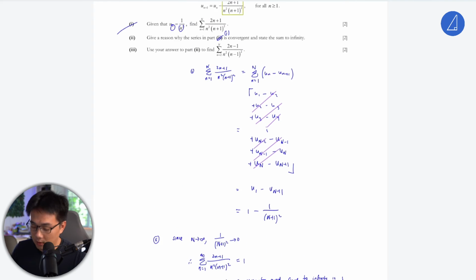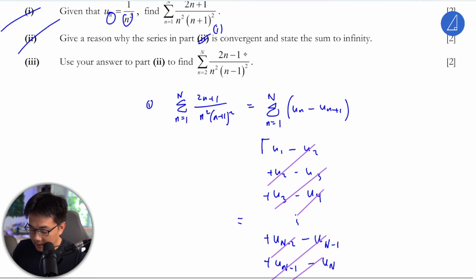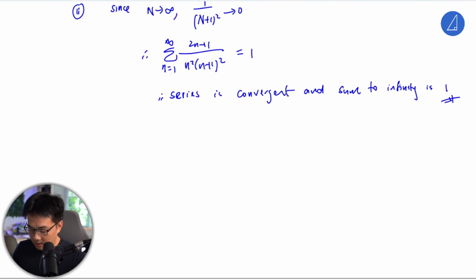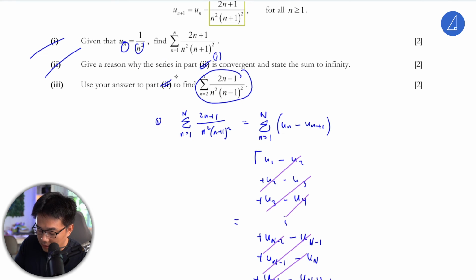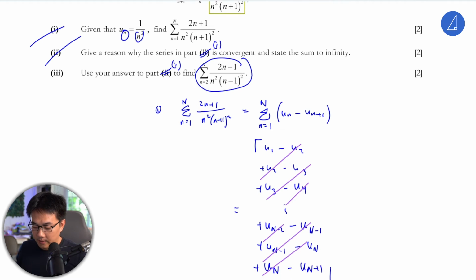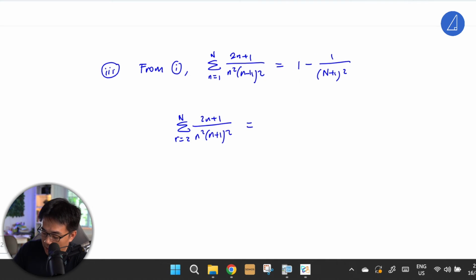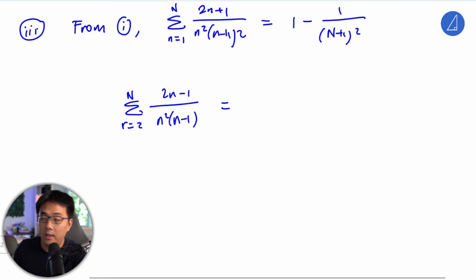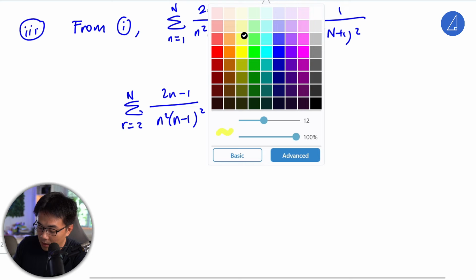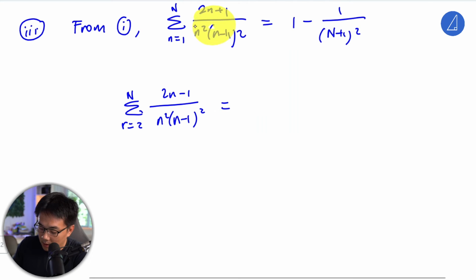Great, done. So let's look at part 3. Use the answer in part 1 to find this summation here. So in this case, I want to show this guy here. Firstly, we need the 2n minus 1 square here. Firstly, we need to change this guy to this guy, so the Ur term we need to change.